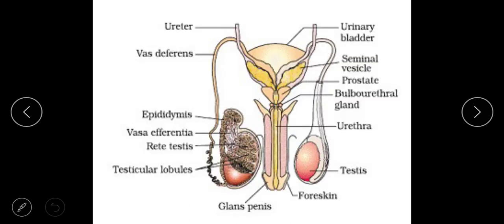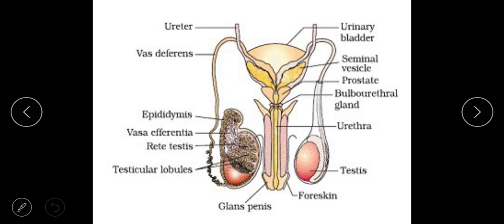This is the internal structure of the male reproductive system, where you can see a pair of testes over there. Now see, the testes are located outside the abdominal cavity. They are present inside the scrotum, and the scrotum provides 2 to 3 degrees less temperature than the body temperature for the differentiation of the spermatozoa. Each testis consists of 200 to 300 testicular lobules, and each lobule consists of seminiferous tubules. These seminiferous tubules are the sites for the synthesis of the spermatozoa.